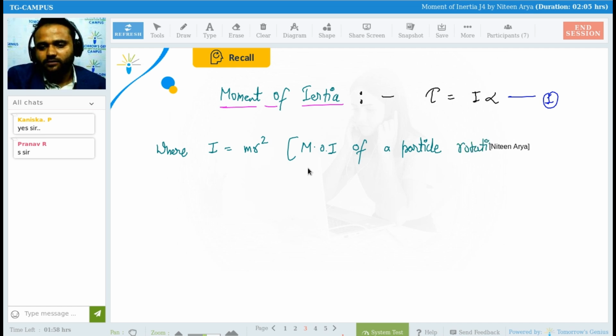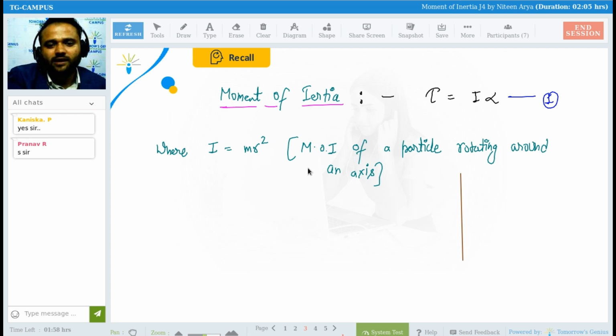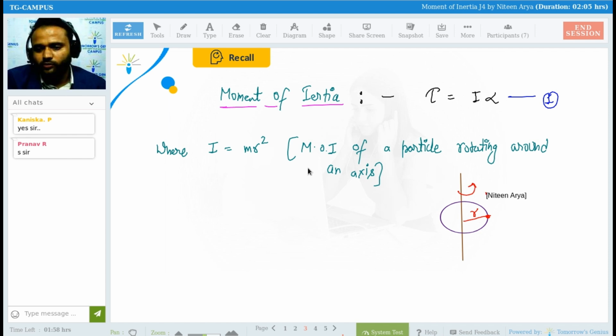rotating around an axis. What does it mean? Suppose this is my axis, and for this particular axis I have this circle. On this circular path, if I attach a mass, that is your radius, and it is going to rotate around this axis with angular velocity omega. That is the mass.